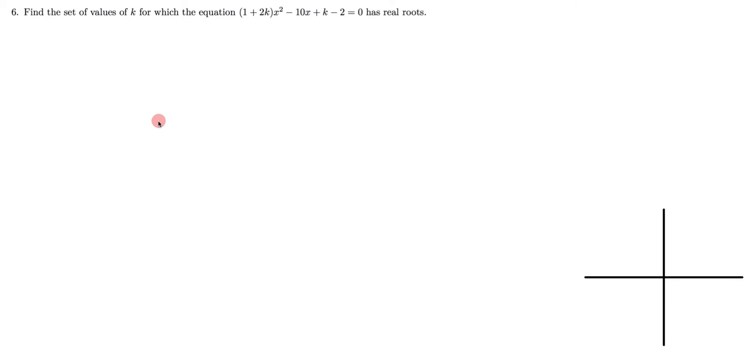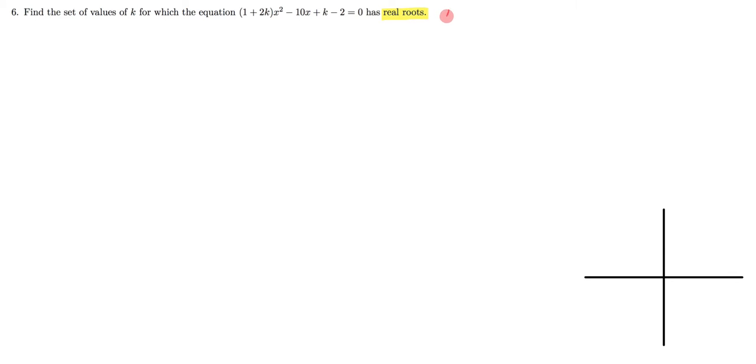Okay, so we are working through the questions in the discriminant part of your notes. We're working through 1 to 9, and this is question 6. Find the set of values of k for which the equation has real roots. Immediately what might throw us off is the fact that it doesn't tell us whether these roots are repeated or whether they are distinct.